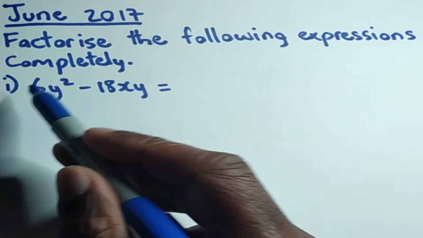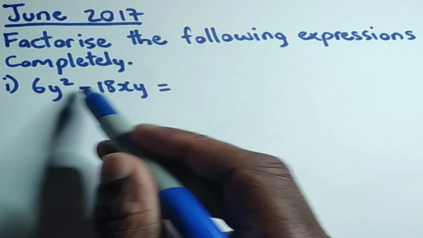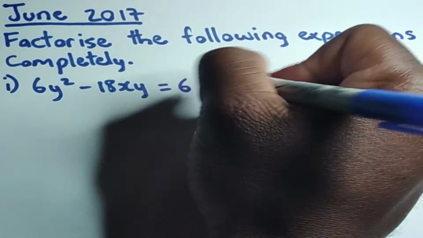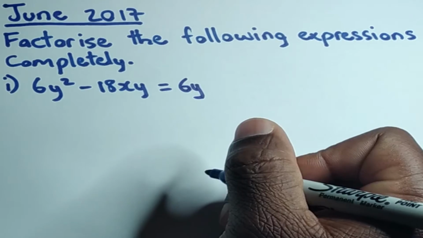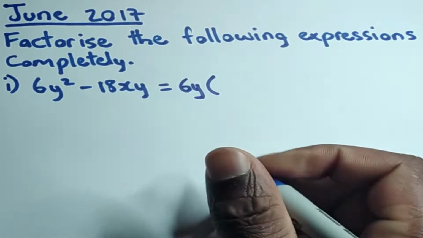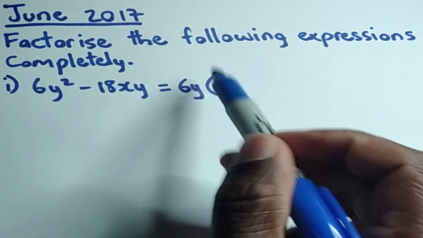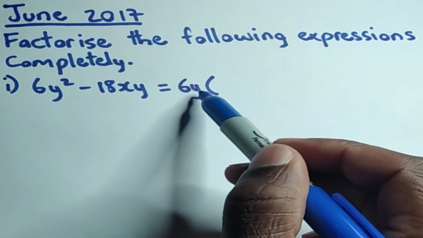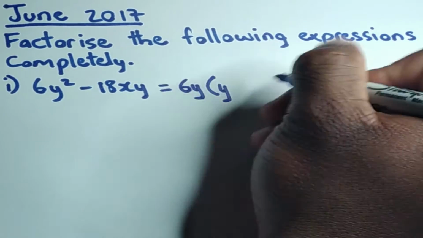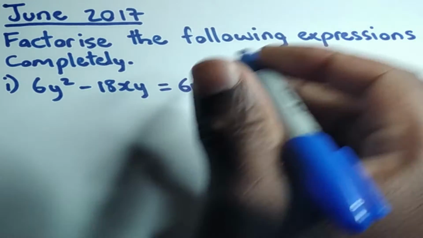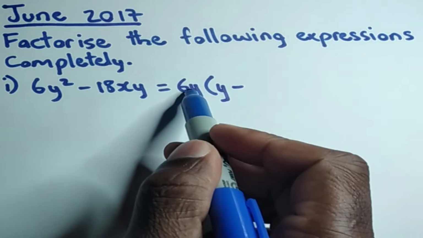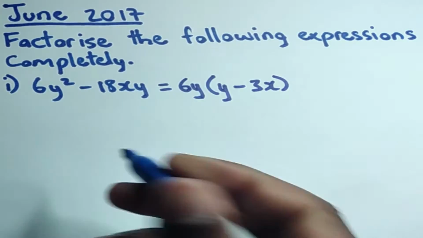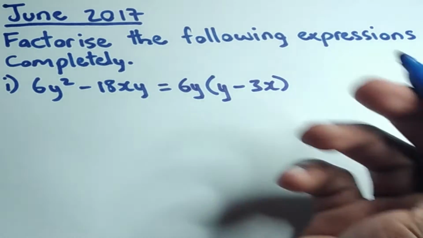So what we can do is first look at the numbers. What is the highest common factor for 6 and 18? Of course, that's 6, from both these terms. Then we'll put our bracket there, and now we want to divide each term by the 6y. So 6y squared divided by 6y, I'll be left with y. Put back my minus sign there. 18xy divided by 6y, I'll be left with 3x. So that's pretty much how you treat this part of the question.